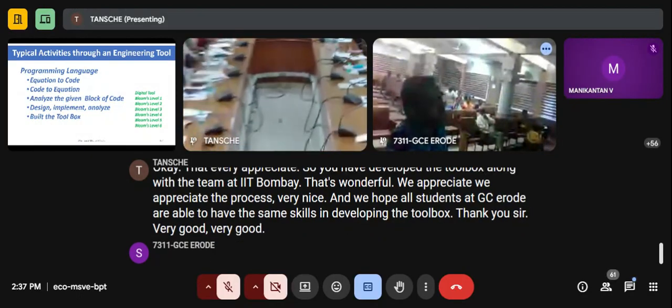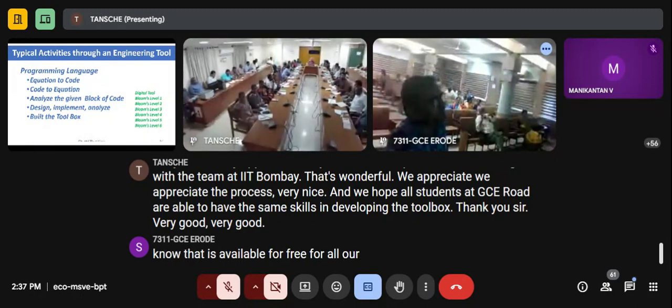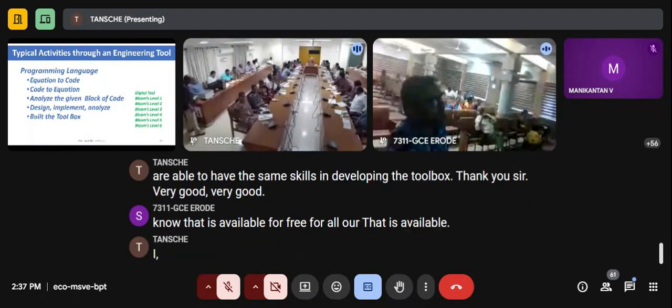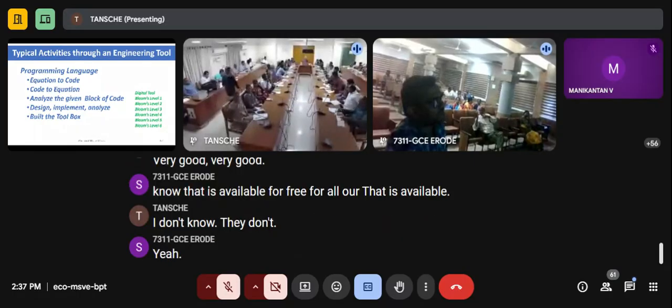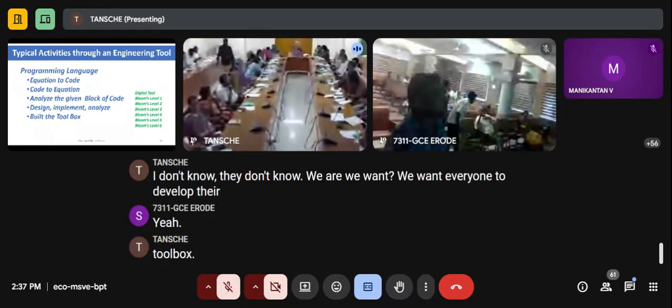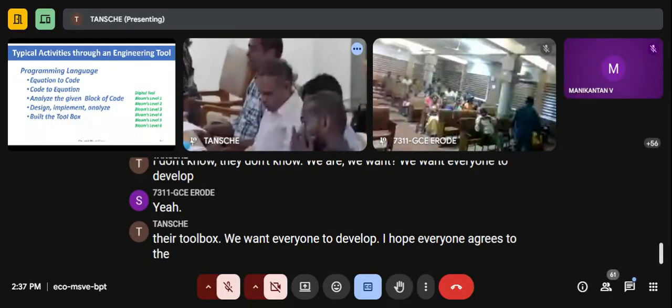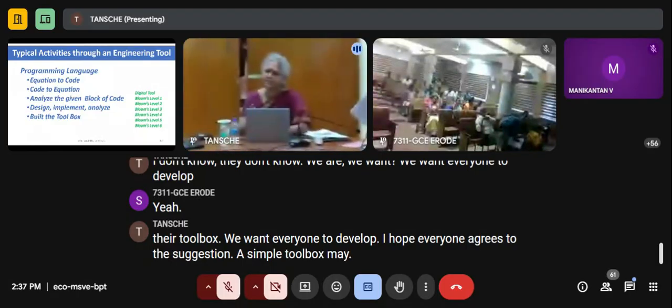Very good initiative. Madam, that is available for free all over India, to do their own toolbox. Yes, we want everyone to develop their toolbox. I hope everyone agrees to this suggestion. A simple toolbox may have 100 features. Let us do a small one.